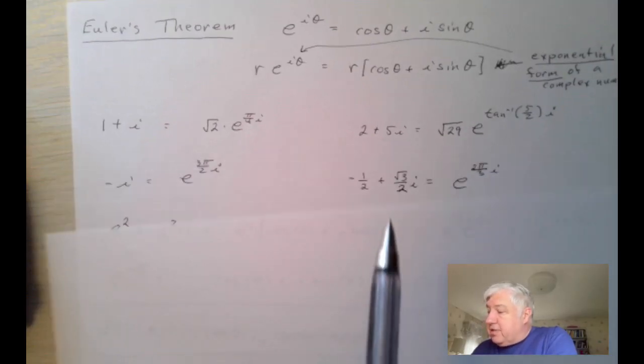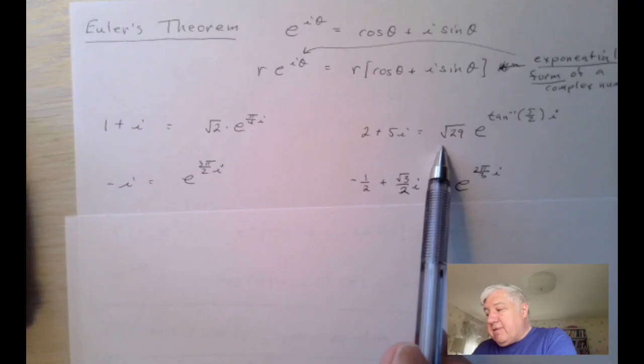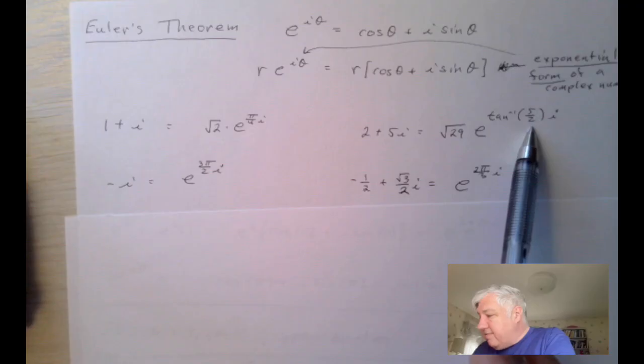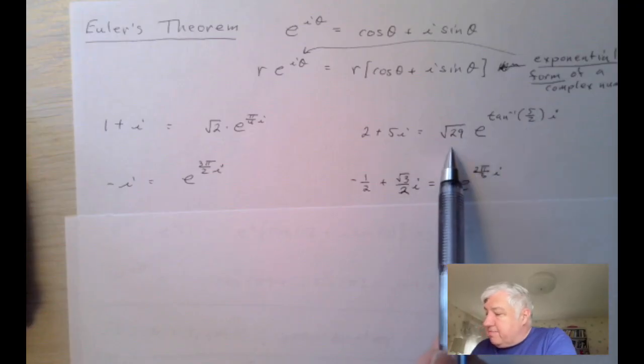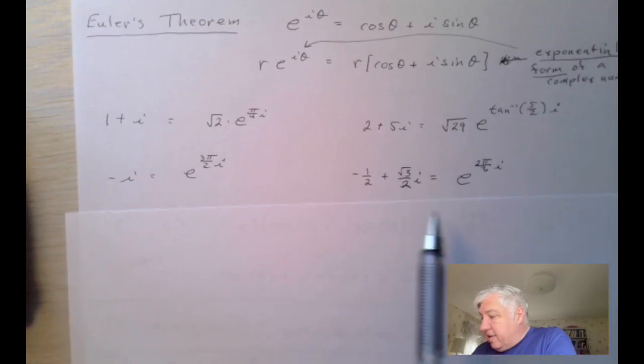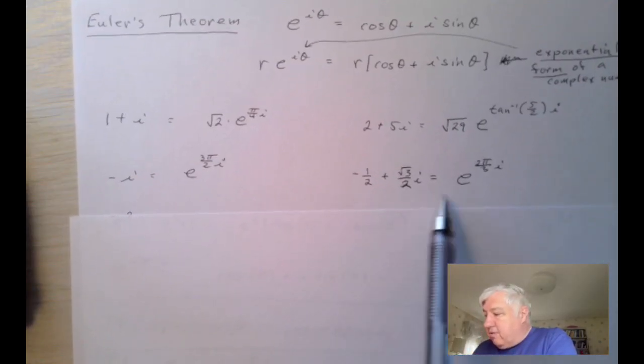2 plus 5i can be written this way, as from last time we found that r was the square root of 29, and the angle theta was the inverse tangent of 5 halves. So this would be the exponential form of this number.